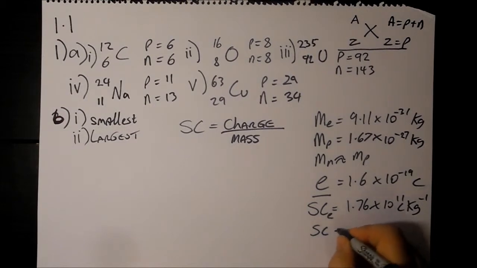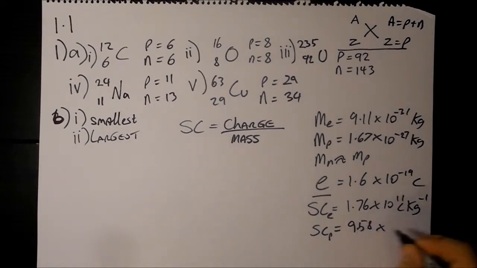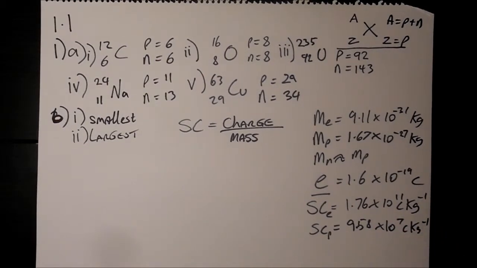Specific charge on a proton, that works out as 9.58 times 10 to the 7 coulombs per kilogram. In the book it actually states that that's the specific charge of a hydrogen nucleus, which is just a single proton.